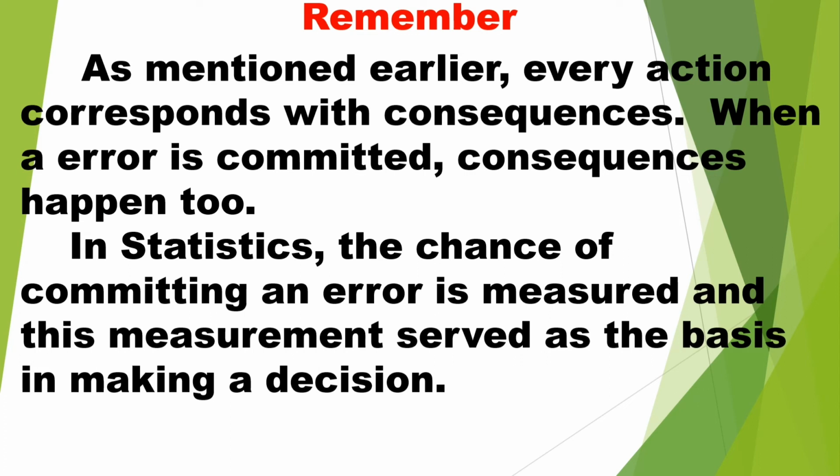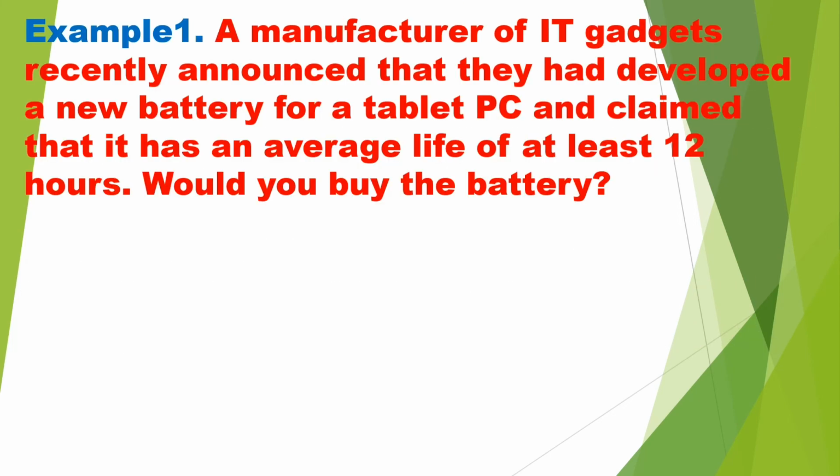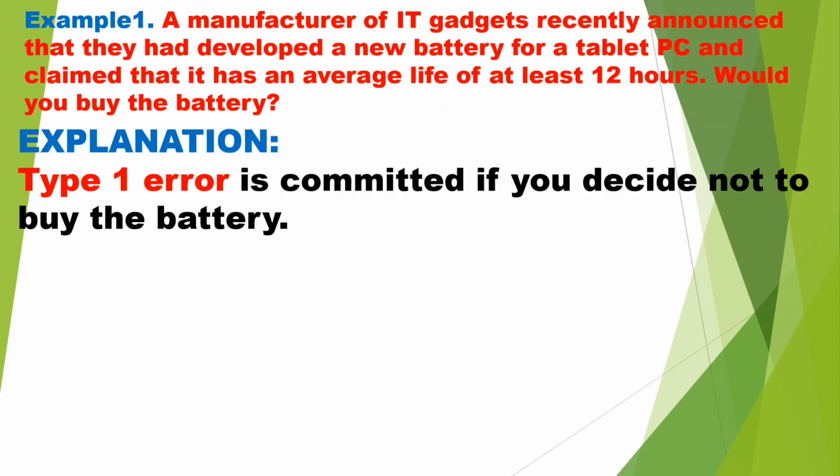In statistics, the chance of committing an error is measured, and these measurements serve as the basis in making a decision. Let us clarify that with this example 1. A manufacturer of IT gadgets recently announced that they had developed a new battery for a tablet PC and claimed that it has an average life of at least 12 hours. Would you buy the battery? And these are the explanations of committing errors. Type 1 error is committed if you decide not to buy the battery.